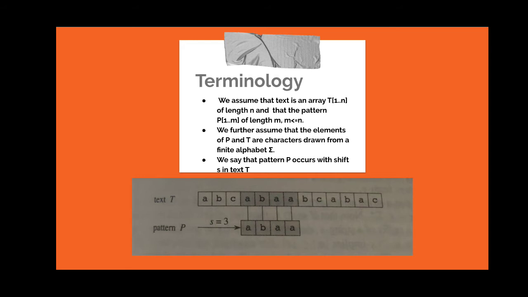We also assume that the elements of P and T are characters drawn from a finite alphabet sigma, and it can be just numbers, it can be English alphabets or whatever. We say that the pattern P occurs with the shift s in the text if the pattern and the text match as shown in the figure. Here the shift is 3, and after a shift of 3 there is a match of the pattern in the text.